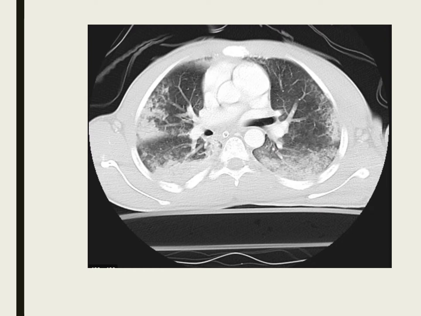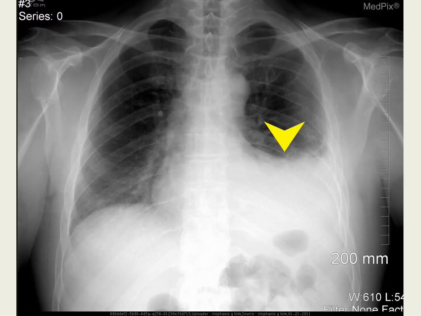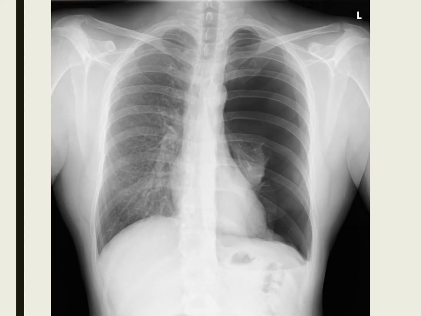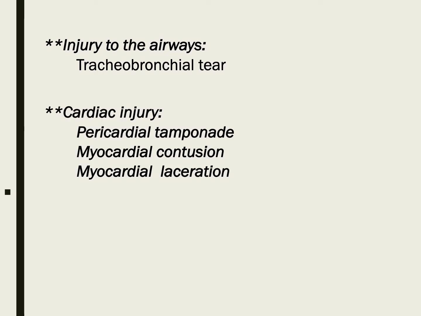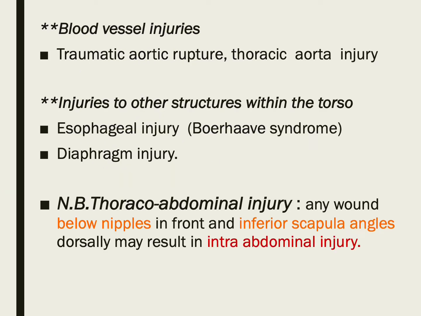This is a CT scan showing contusions of the lungs, and this is a chest X-ray showing hemopneumothorax, and this is a massive pneumothorax resulting in a total lung collapse. Injuries to the airways include tracheobronchial injuries or tears, and there are also cardiac injuries, either pericardial tamponade or contusions. Blood vessel injuries could be traumatic rupture or aneurysms or dissections or thoracic aortic injury. Other structures include esophageal injuries or diaphragmatic injuries.